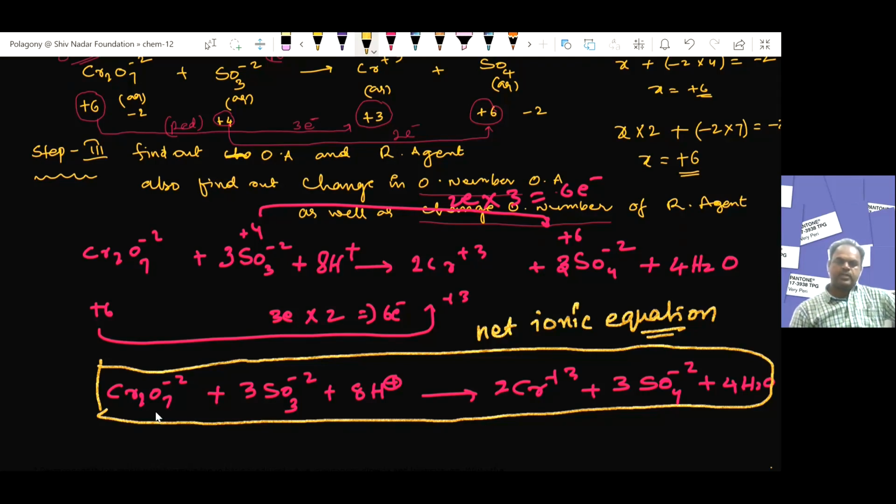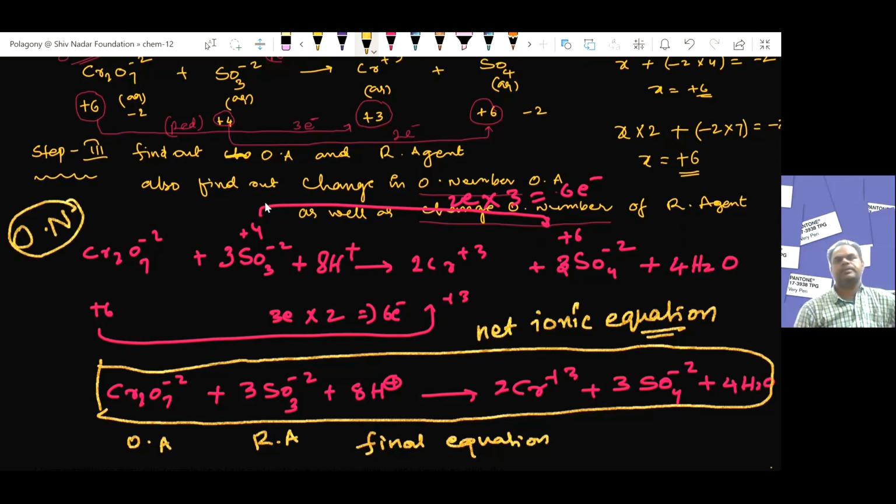So you can check all the atoms, whether the atoms are balanced or not. So this is the final equation, and in this equation, dichromate is the oxidizing agent, whereas sulfite is the reducing agent, because sulfur is getting oxidation, chromium is getting reduction. So this is called the oxidation number method. Thank you.